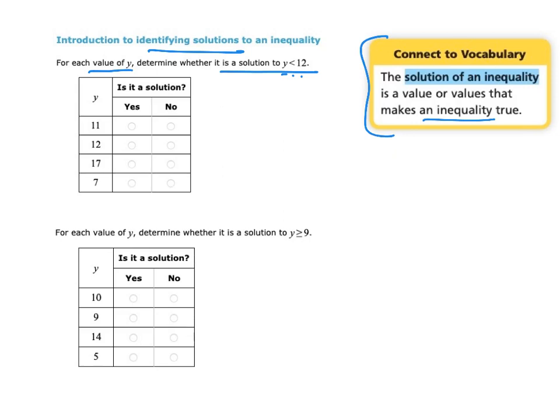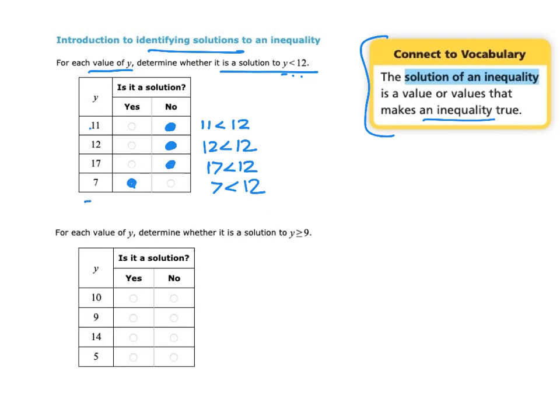So is 11 less than 12? I can put this in and say, is 11 less than 12? Nope, we know that is not a true statement. So then is 12 less than 12? And nope, that is not a solution to this inequality. Is 17 less than 12? Nope, obviously not. Is 7 less than 12? Yes, that one is a solution to that inequality.